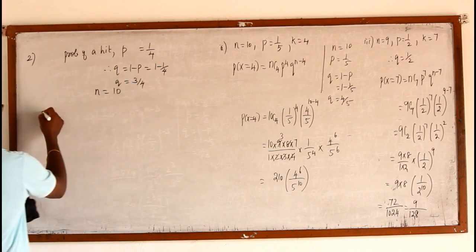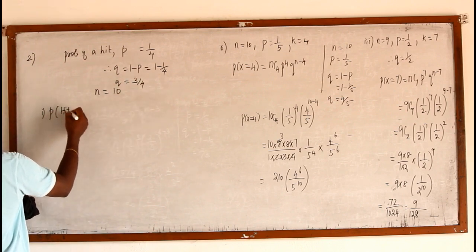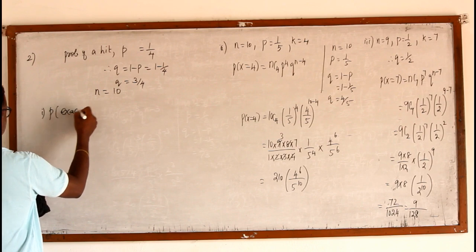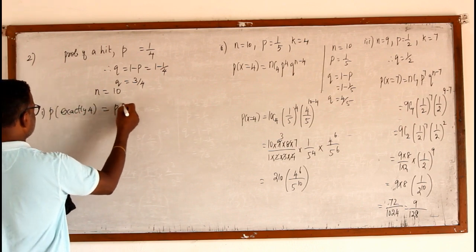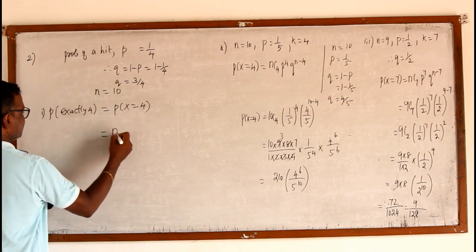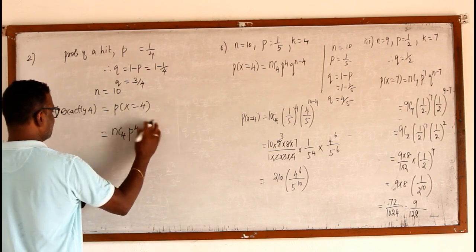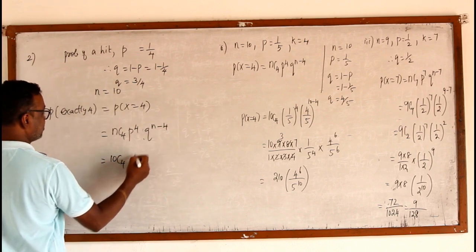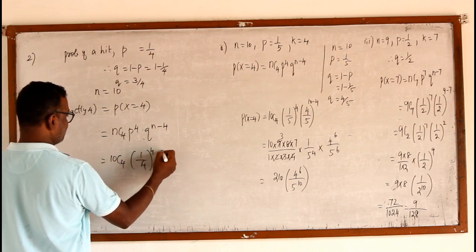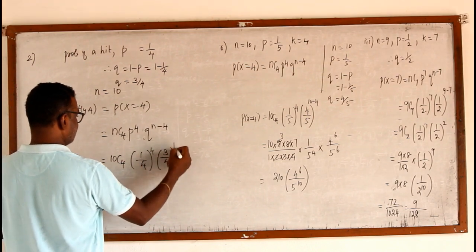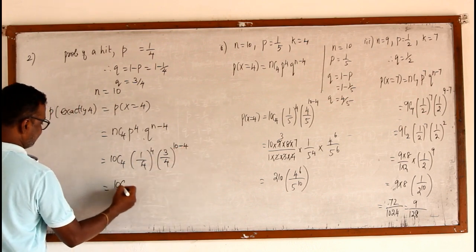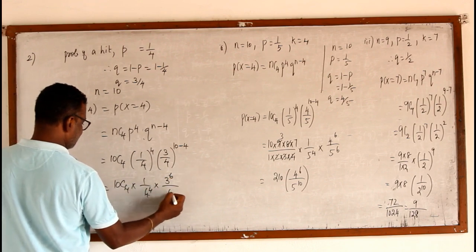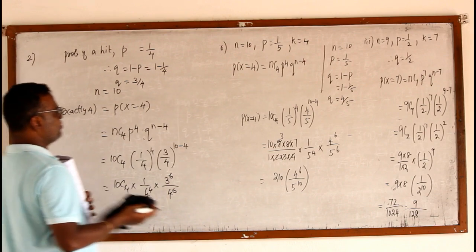So q is 3 by 4. Now first question, probability that he hits the target exactly 4 times. That means P of x equal to 4. Is it not nC4, p power 4, q power n minus 4? n is 10, 10C4. p is 1 by 4 whole power 4. q is 3 by 4 whole power n minus 4. 10C4 into 1 by 4 power 4 into 3 power 6 by 4 power 6. We shall find this 10C4.